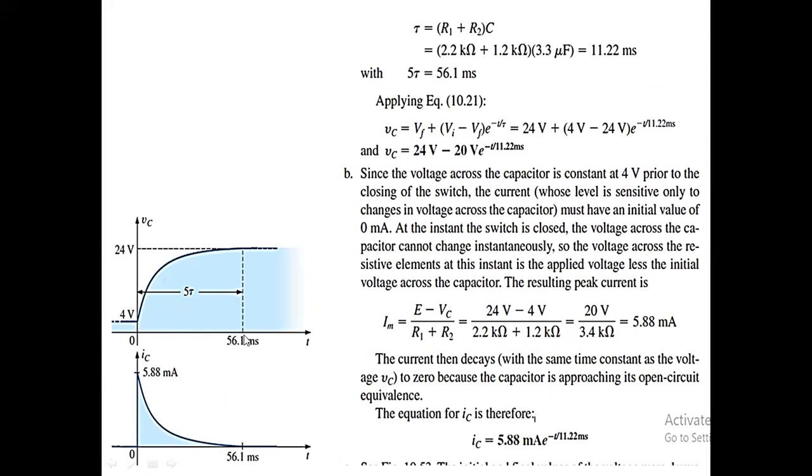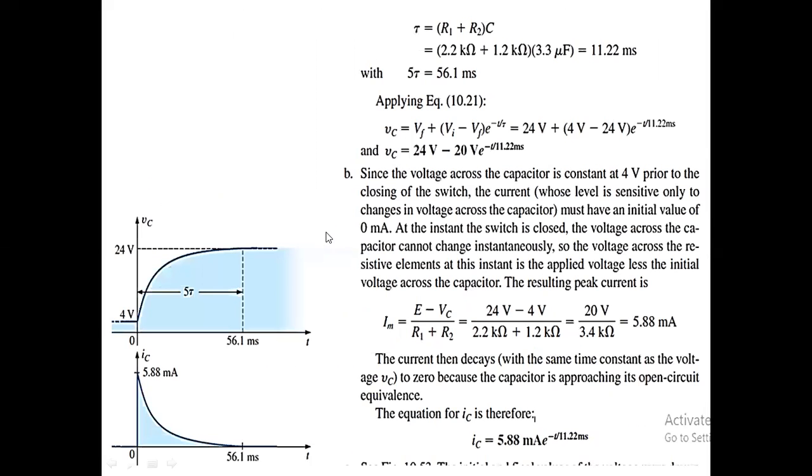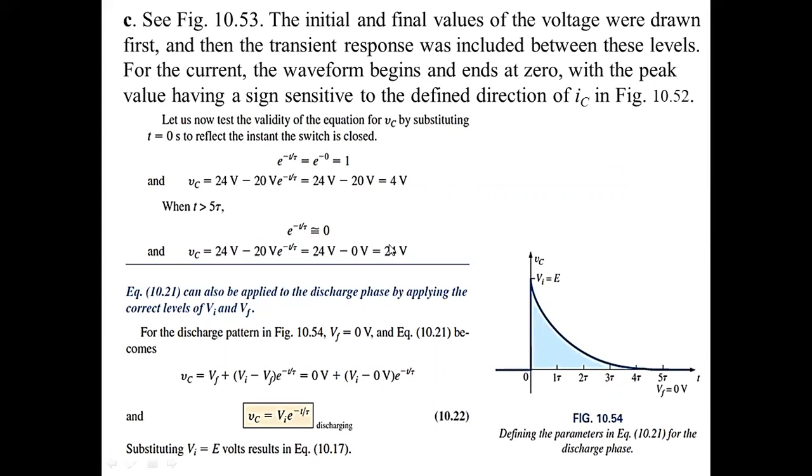And for t equal to 5 tau, putting the value of 5 tau in this equation. For t equal to 0 we have to use this equation, and for t equal to 5 tau we will use the same equation as well. So we will get how much? 24 volts.